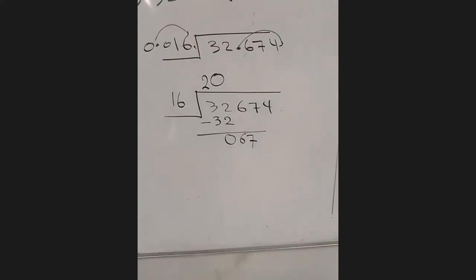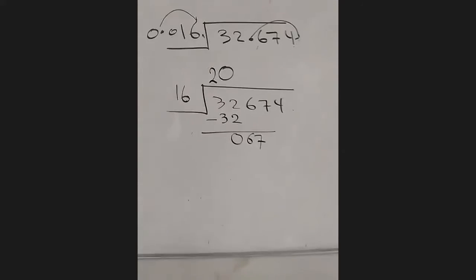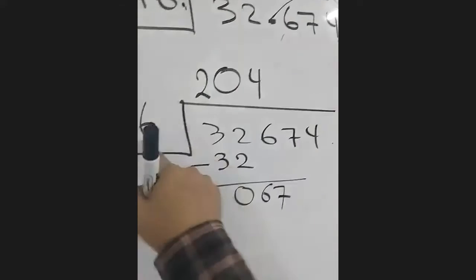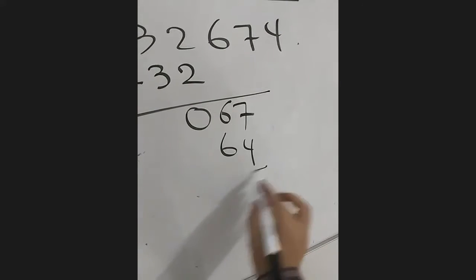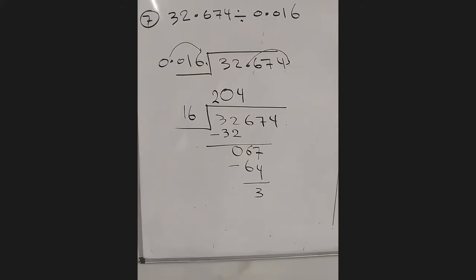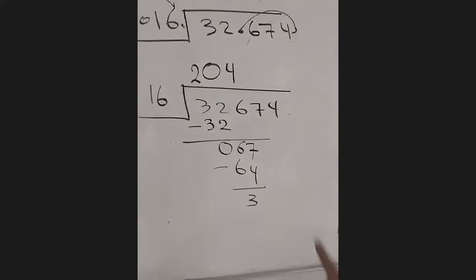67. Now we continue to divide. 67 divided by 16 is 4. 4 times 16 is 64. Subtract, 3. Right? Now bring the 4 down.